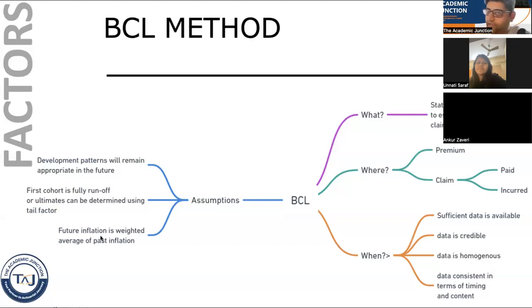So if they ask you what are the assumptions behind the BCL method, and you just say first cohort fully run off, you'll get 0 for that. You'll not get 0.5 marks, or you'll not get 1 mark, right? The reason is that the tail factor is a very important aspect. Please memorize that. Please remember that. Third one is what Ankur said, which is future inflation is a weighted average of the past inflation, right?